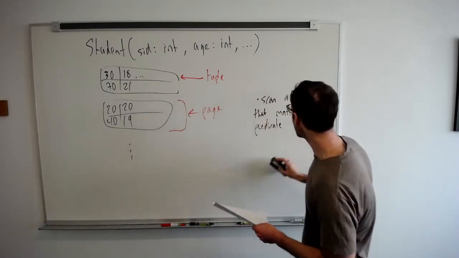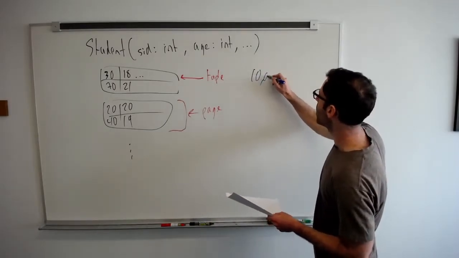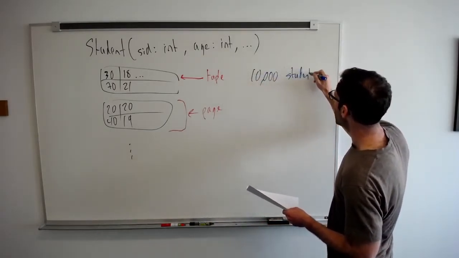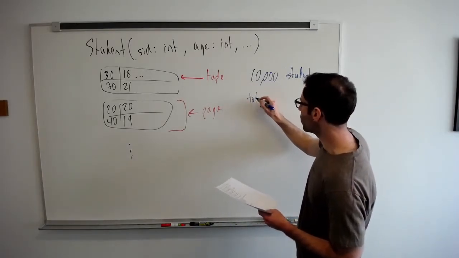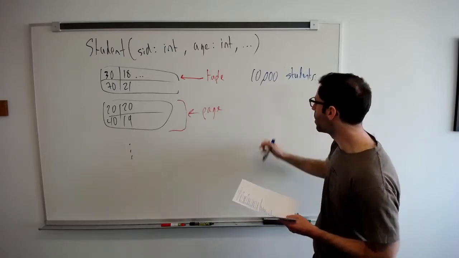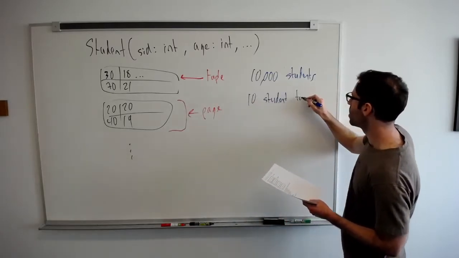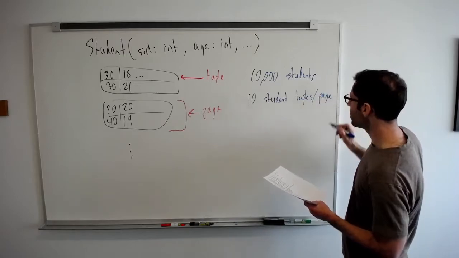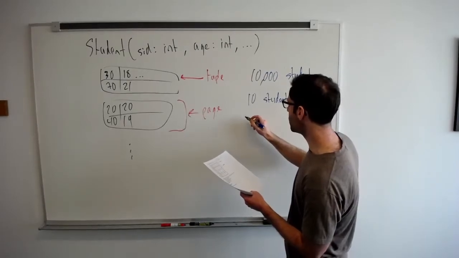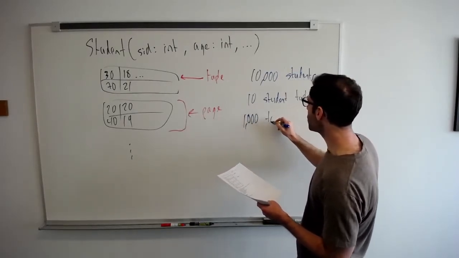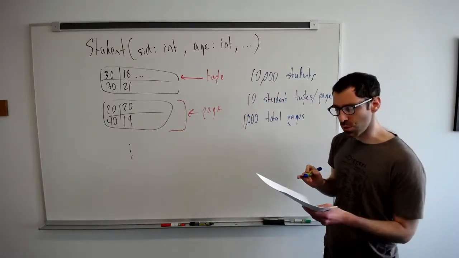And so let's say that we have 10,000 students in our database. And we'll have 10 student tuples per page. That's how many we're going to be able to fit into our pages on disk. And so that means that we'll have 1,000 total pages to hold our 10,000 student tuples.